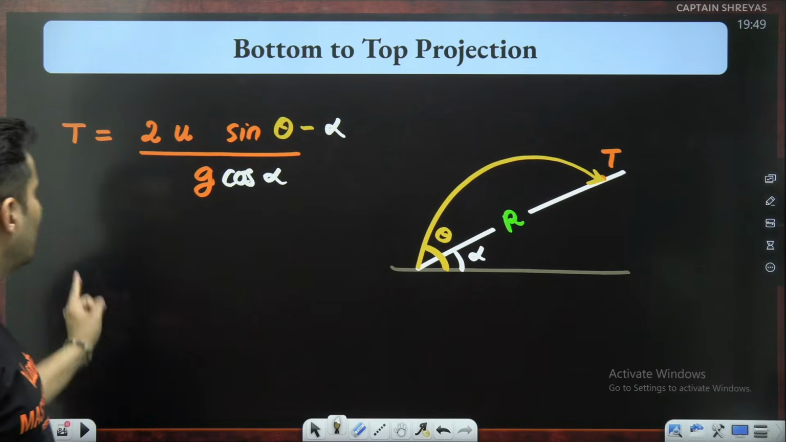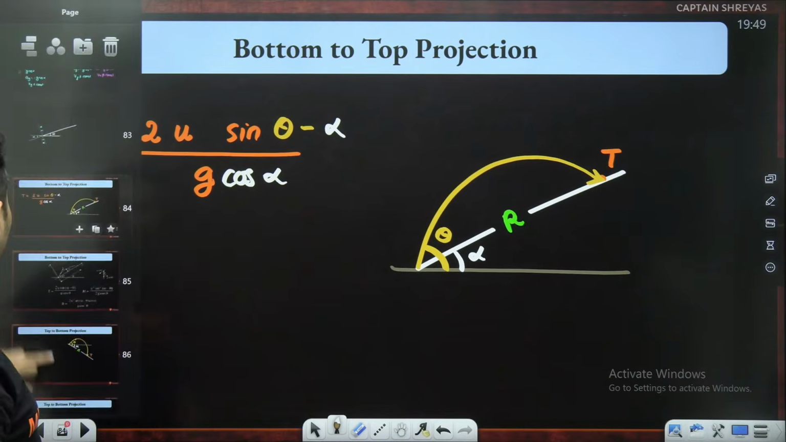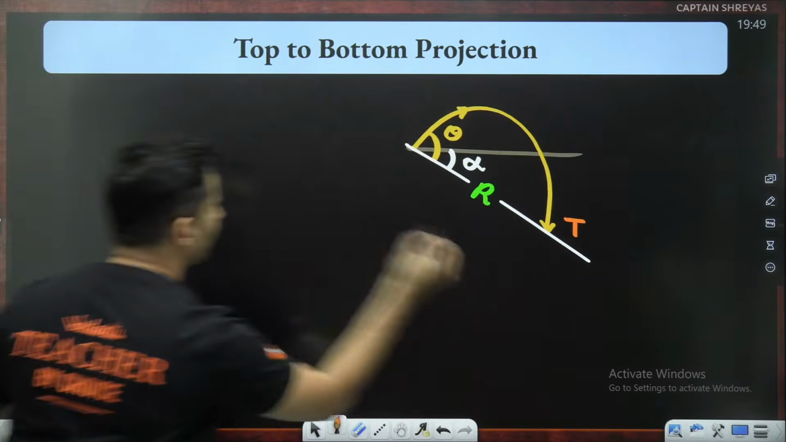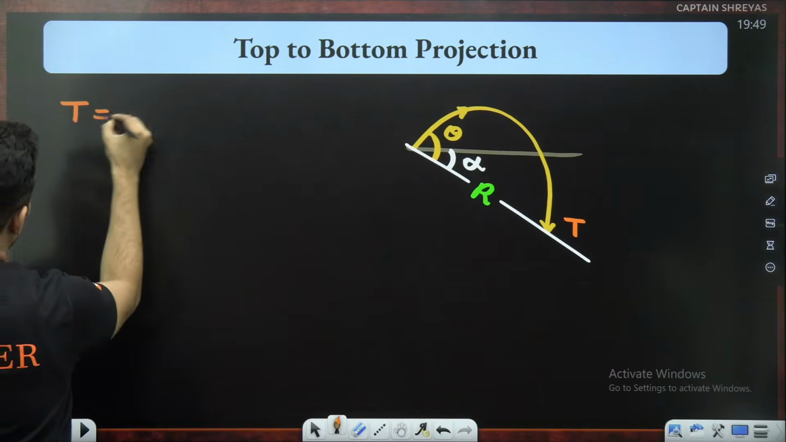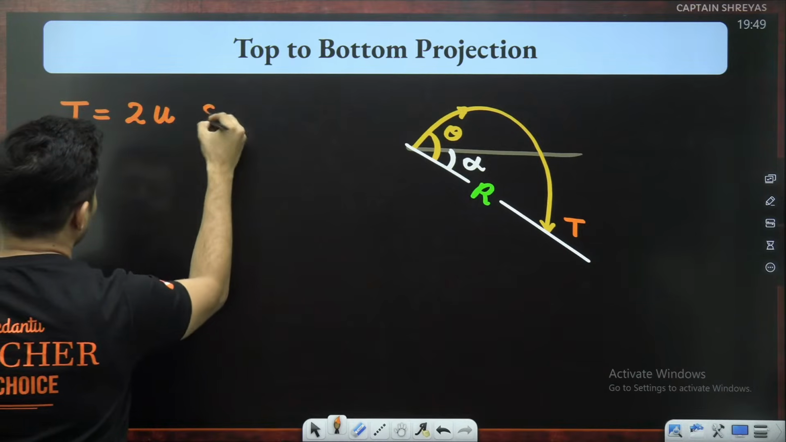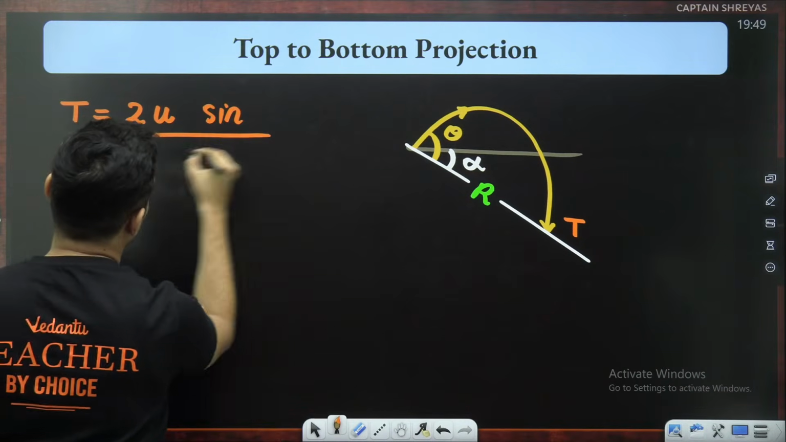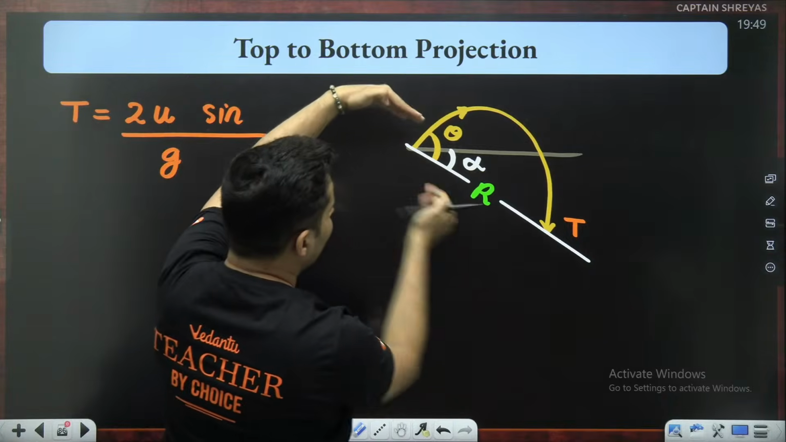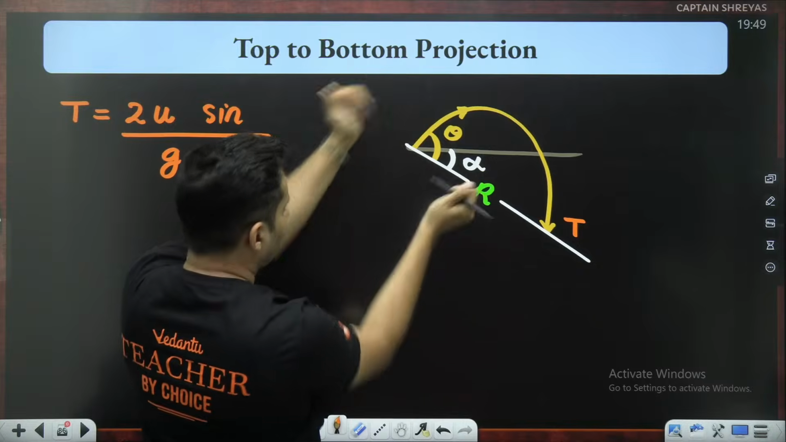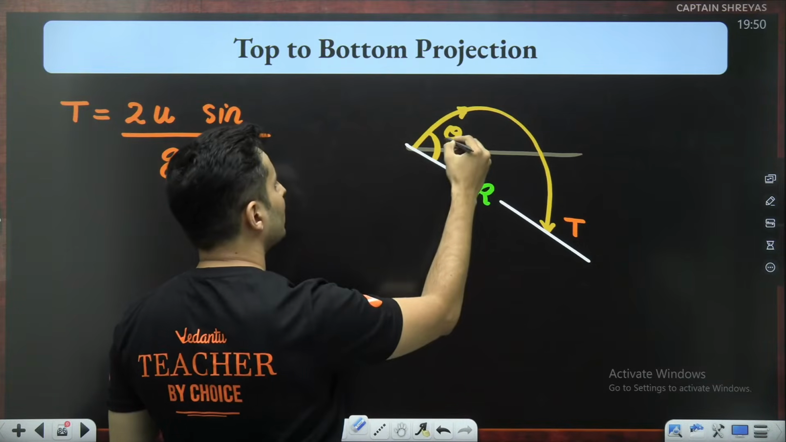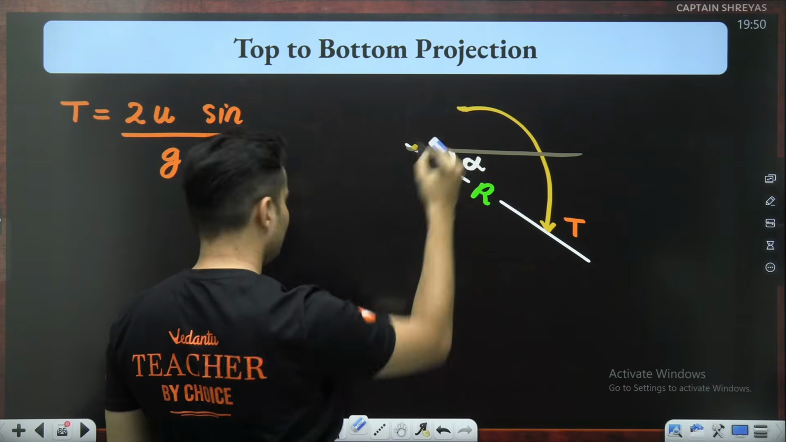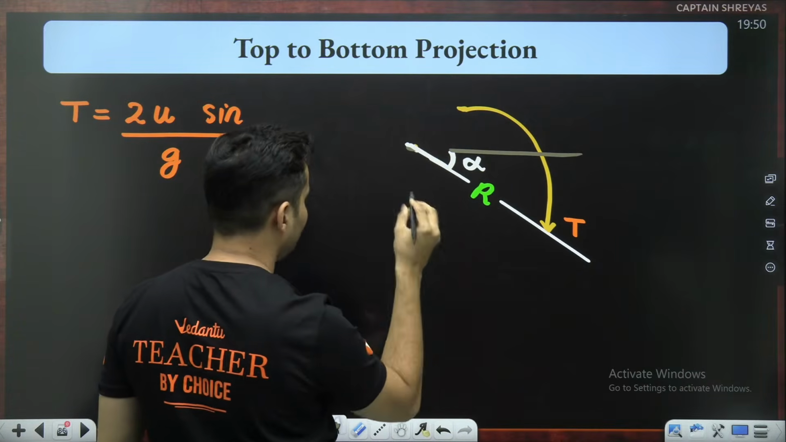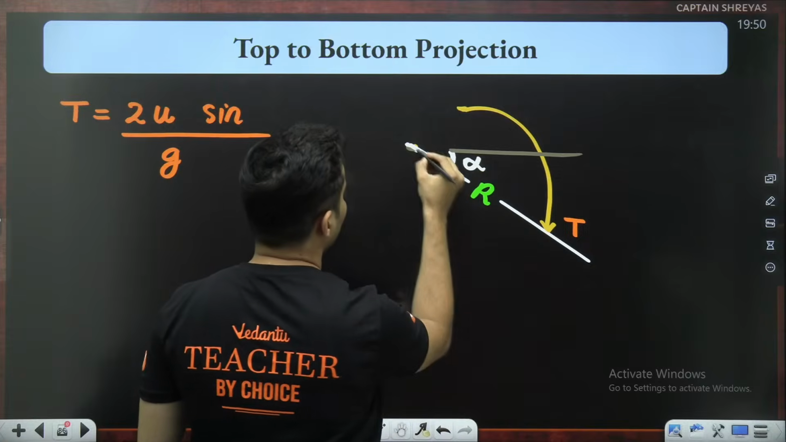This is for time up the incline. Similarly, can you think what it will be for down the incline? Usually our formula will be 2u sine theta divided by g. Now, if you look at this incline, the total angle, oh sorry, I made a mistake here. This should not have been theta like this. My bad. Always theta is measured with the horizontal.